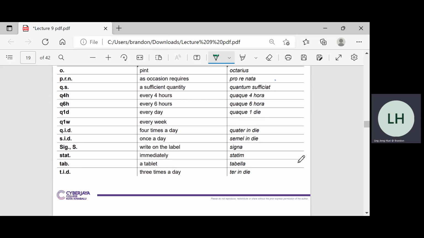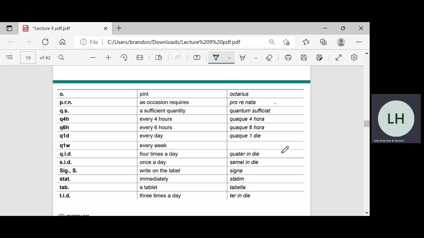Okay, again, some of this that you have seen just now, contohnya Q 4 hourly, kamu tahu sudah, Q 6 hourly, kamu tahu sudah. Okay, so here we have the PRN. So apa maksud PRN? So PRN means when necessary. Okay, ini penting. When necessary. So when necessary means jika perlu saja.